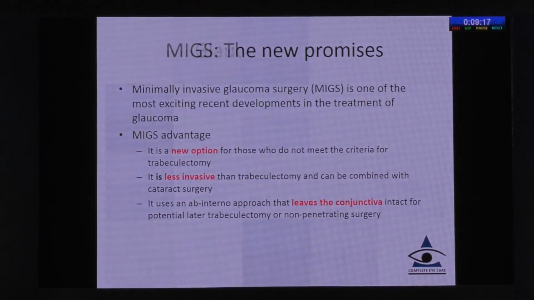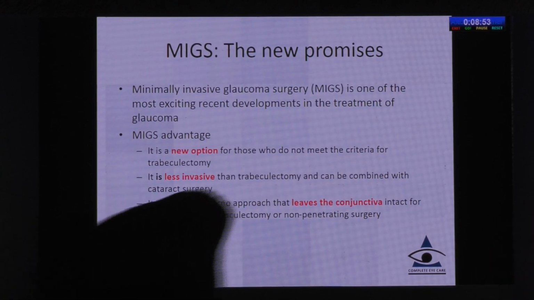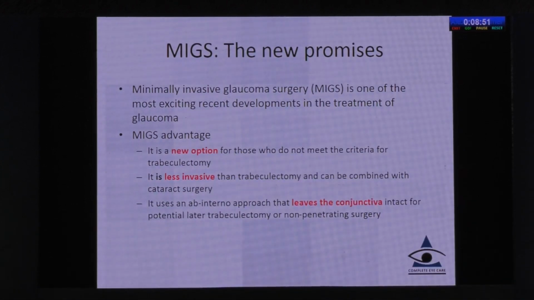What MIGS actually mean is minimally invasive glaucoma surgery, which is one of the most exciting recent developments in the treatment of glaucoma. The MIGS brings the advantage of the newer option for those patients who do not meet the criteria for a routine trabeculectomy. It is less invasive than trabeculectomy and has the ease of combining it with the routine cataract surgery. It uses an ab interno approach, therefore leaves the conjunctiva intact for a potential later trabeculectomy or a non-penetrating surgery.